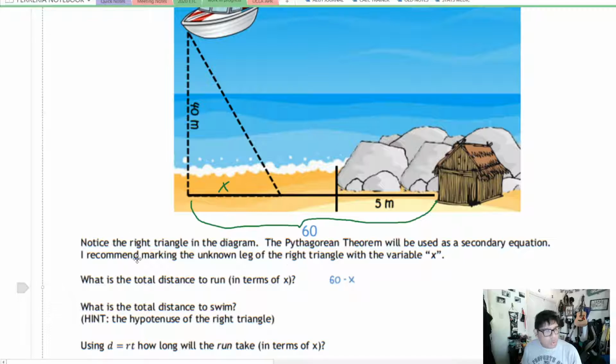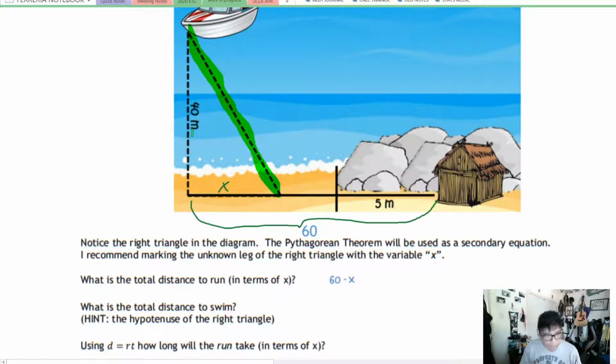Now what about the total distance that we need to swim? How much do we need to swim? For that one, now that I have the x there, you see that I have a right triangle. The distance we need to swim is just the hypotenuse of this right triangle.